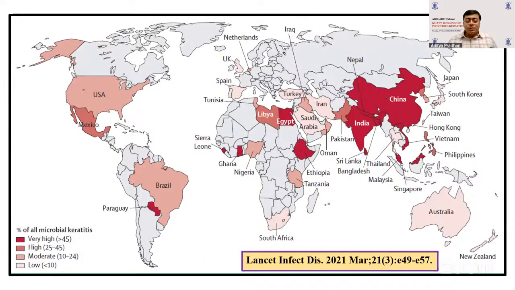This map is showing the prevalence of fungal keratitis as a percentage of all microbial keratitis throughout the world. It's a color-coded map. The red regions are those in which more than 45% of the total microbial keratitis cases are due to fungus. So we have India, China, the Southeast Asian countries, some countries in Africa, and Mexico and Paraguay in the South American continent. Those with a tropical climate are more afflicted with fungal keratitis, and they also have a higher burden of general microbial keratitis.